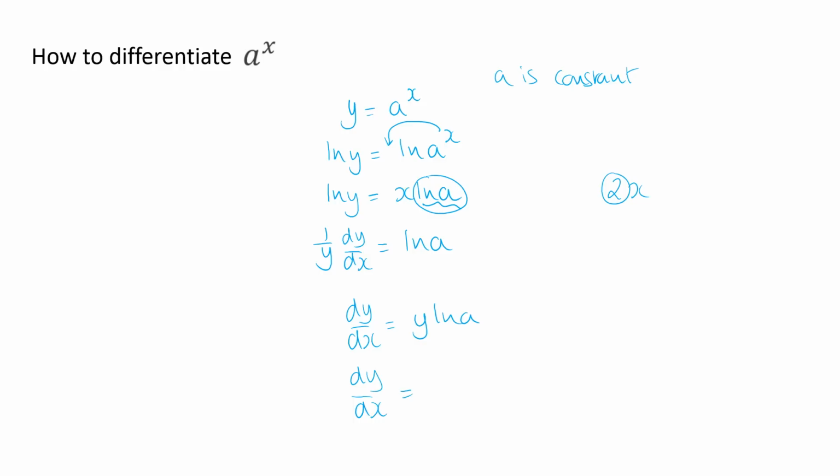What was y originally? It was a to the x. So this is just going to be a to the x ln of a. So you can just quote, if y is equal to a to the x, then dy by dx is just a bit like the exponential function, just write it again, but then multiply it by the ln of that base.